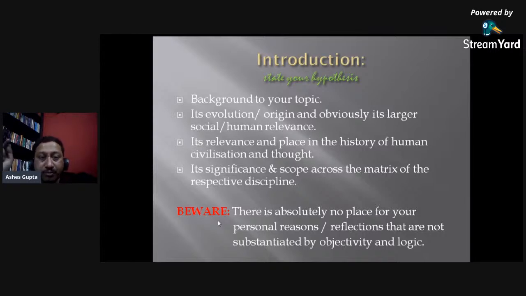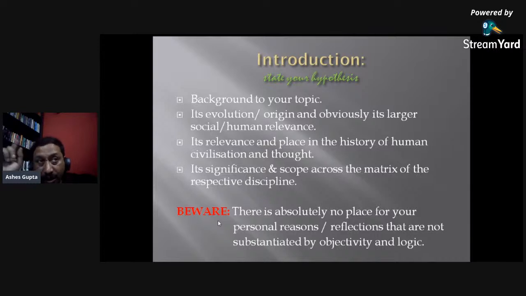It should also speak about its significance and scope across the matrix of the respective discipline. So, your discipline, for example, if I speak about English literature or literature written in English, when I speak about a particular text written by a Northeastern writer in English, I should also be able to tell in my introduction where does it stand in this entire matrix of literature in this world written in English. And I should be able to network and connect with the larger matrix of my discipline.